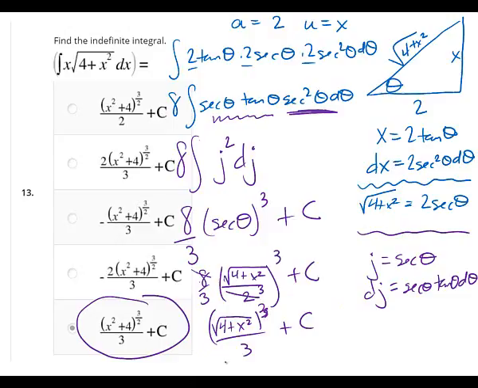All right, we good with 13? Not yet? Okay. All right, we good to go, ready to go to 14?